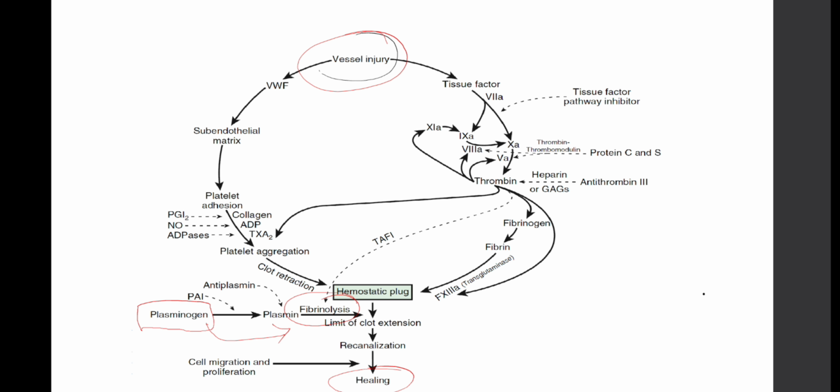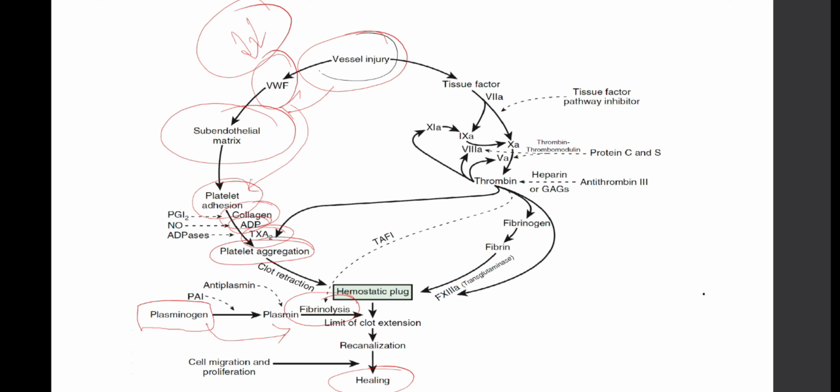So after the vascular injury, there is exposure of the von Willebrand factor. This is very important. There is exposure of the von Willebrand factor in the subendothelial matrix, which activates the platelet. After platelet activation, the platelet releases ADP, other tissue thromboplastin factors, and collagen, which cause aggregation of the platelet. So the platelet is very important for the primary clot formation, and after the primary clot, there is the vascular injury.